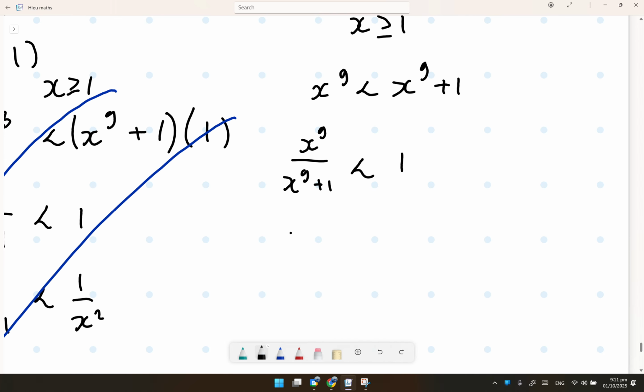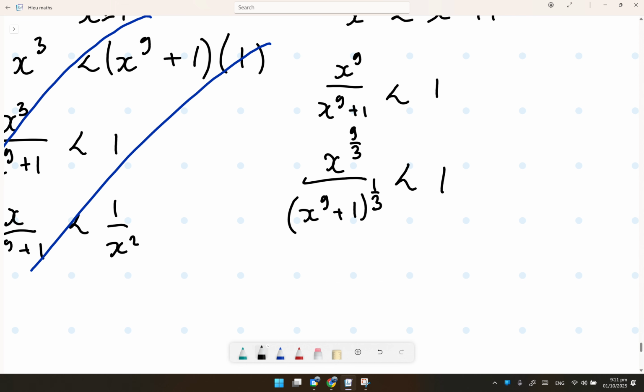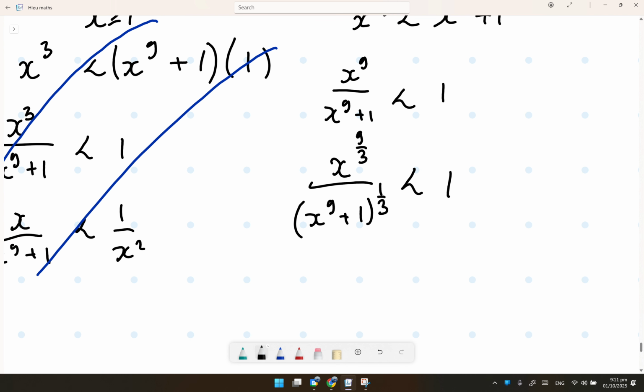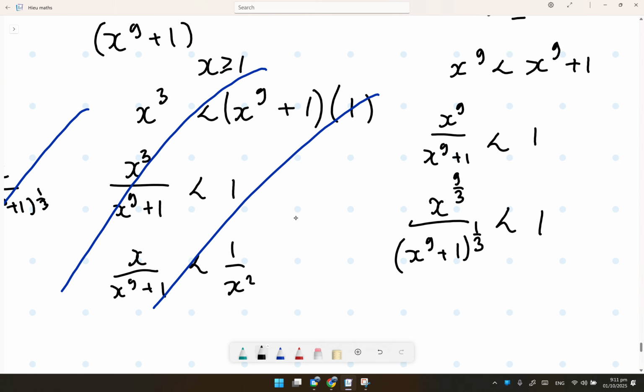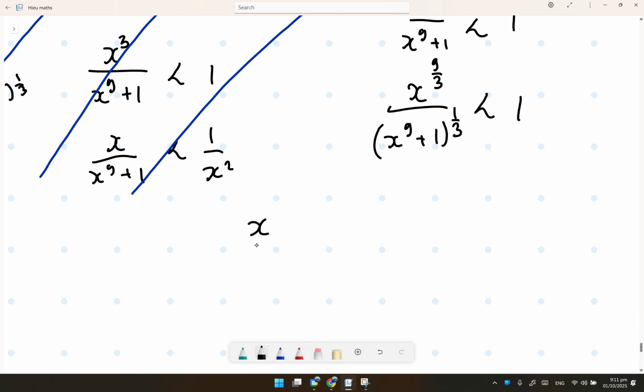I have 1/3. Okay, so that's looking a bit tough. Let's do this. So the top function would be x to the 9 cubed, that would just be 9 over 3, over x to the 9 plus 1, also to the power of 1 over 3. The cube root of 1 is 1, right? And now we gotta somehow bring some stuff down. Let's try comparing both sides really quick. x over x to the 9 plus 1 to the power of 1/3.